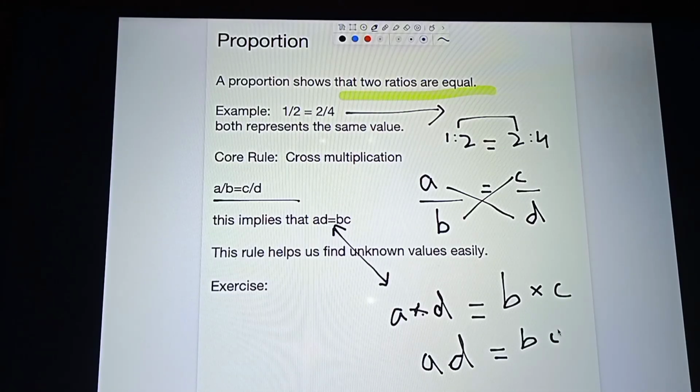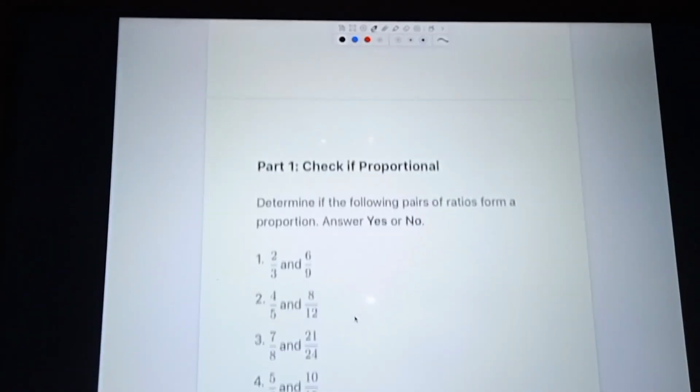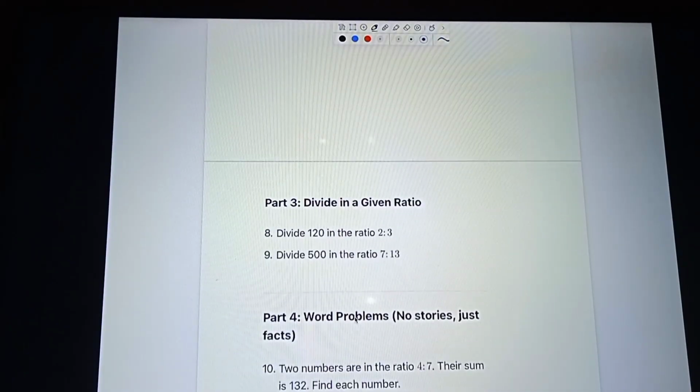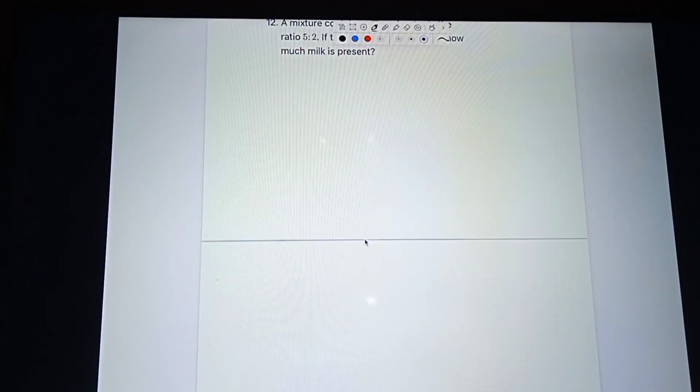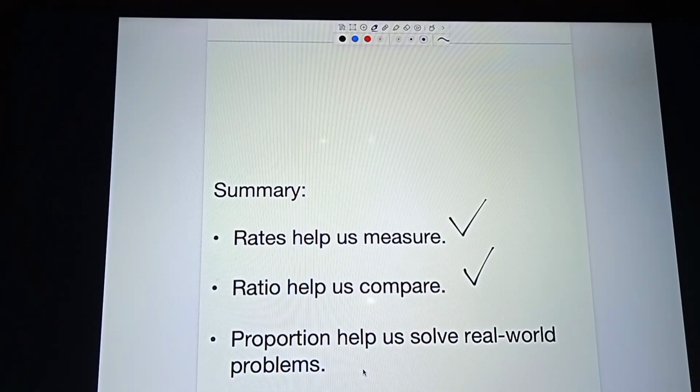Now to find unknowns, we use proportion. You can solve this exercise. This is the second exercise. And in summary, I will say that rates help us measure, ratios help us compare, and proportion helps us solve real world problems. Thank you all.